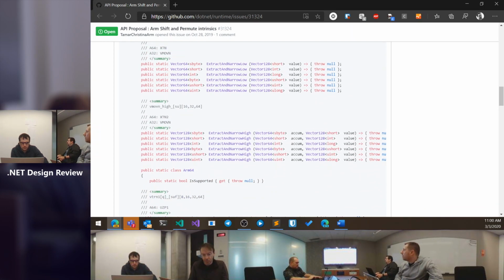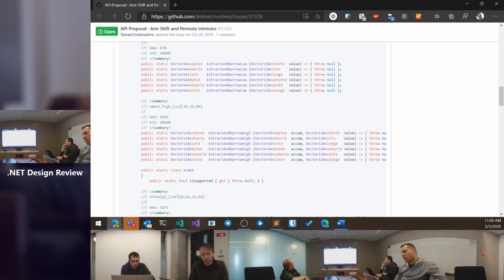Extract and narrow low. Yeah, so this reads each vector element, narrows each value to half the original width, places the result into a vector and writes it to the lower or upper half of the destination. So that would be the low and the high.